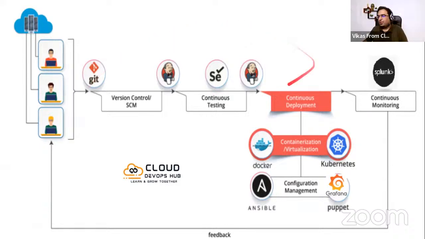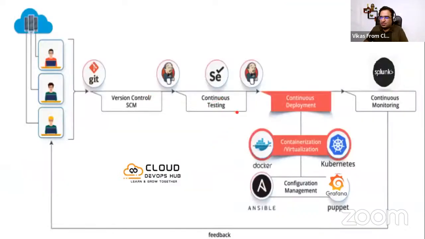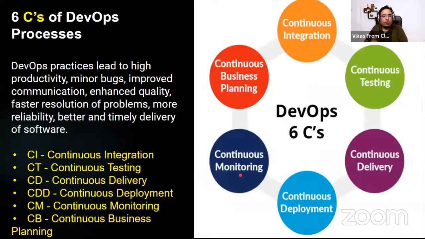Thank you. And I'm going to teach you all these things in this duration so that you will be able to understand and you will be able to do it. If we do this, it should work automatically. Then how can we do it? We can do it with the help of some processes. So in the upcoming classes, we have to understand these processes as well. What is this process? This is the 6 C's process of DevOps: CI, CT, CD, CDD, CM, CP.